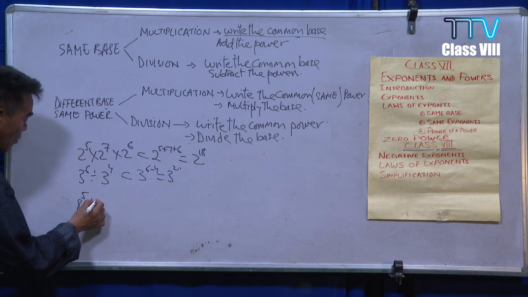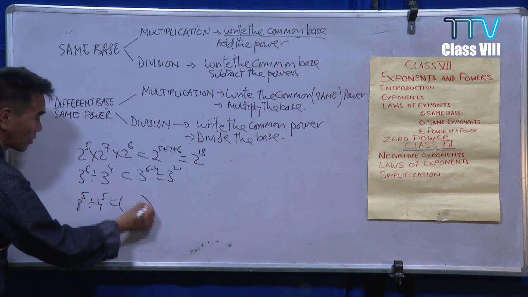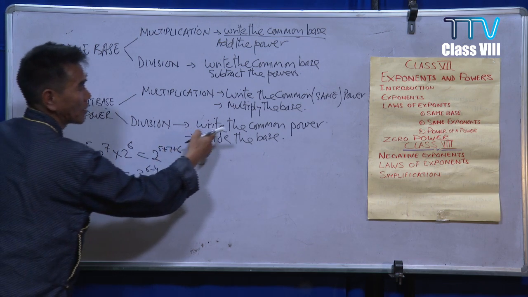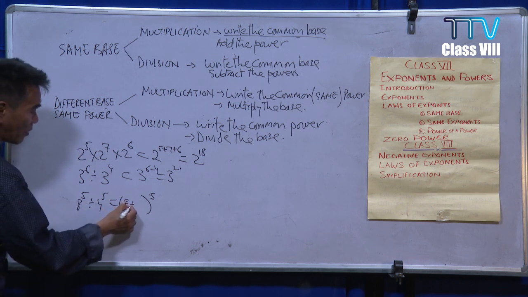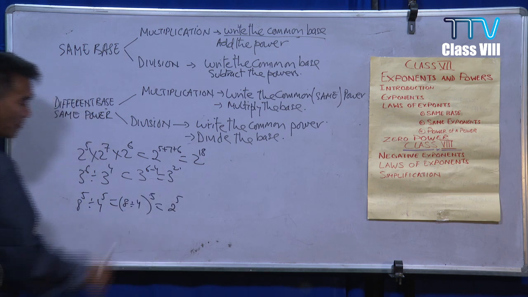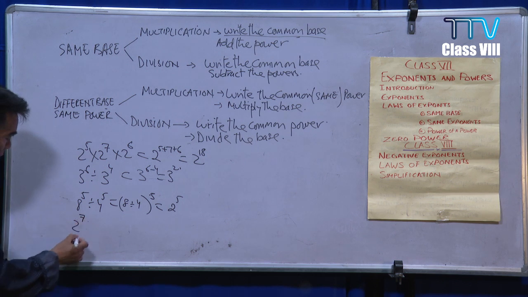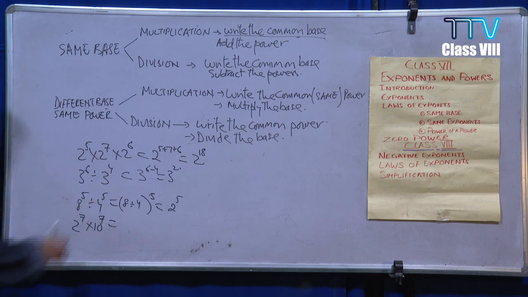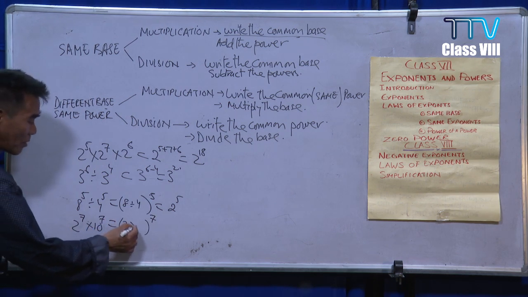divided by 4 raised to power 5. Here the powers are the same. Division also, write the common power and divide the bases: 8 divided by 4 is equal to 2, raised to power 5. For multiplication, 2 raised to power 7, multiply the bases. Then 10 raised to power 7. The common power stays, and the bases are multiplied.